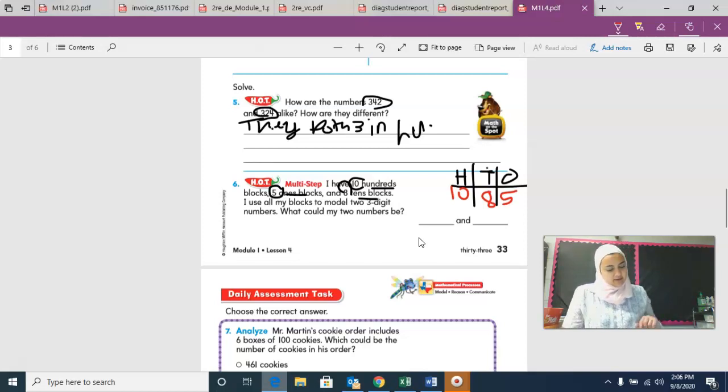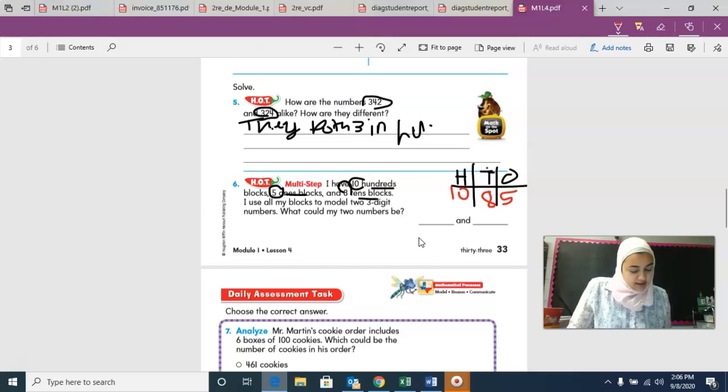I have 10 hundreds blocks, 5 ones blocks, and 8 tens blocks. I use all my blocks to model 2 3-digit numbers. Oh, okay. He has 10 hundreds blocks. He doesn't have to use all 10 of the hundreds blocks at one time. So he can split them up. Sorry, he doesn't use all 10 of those at the same time.